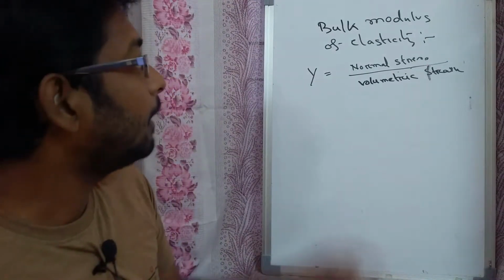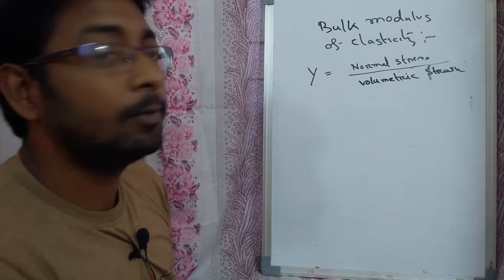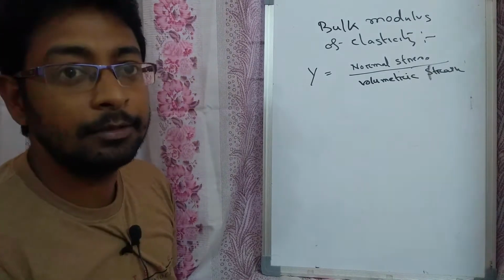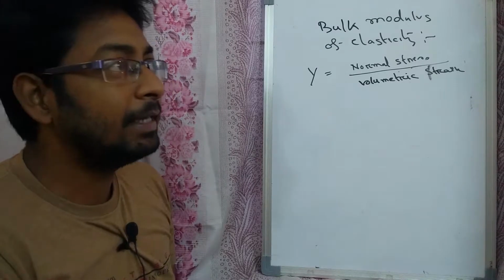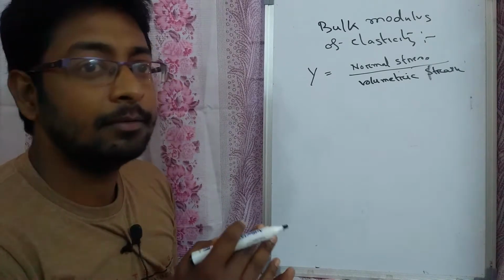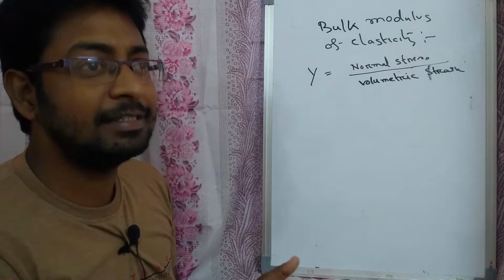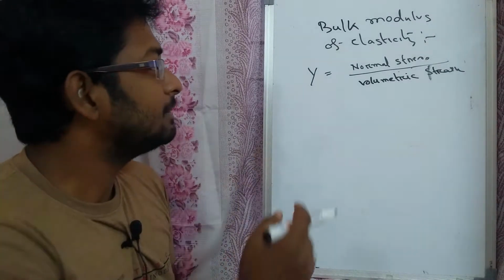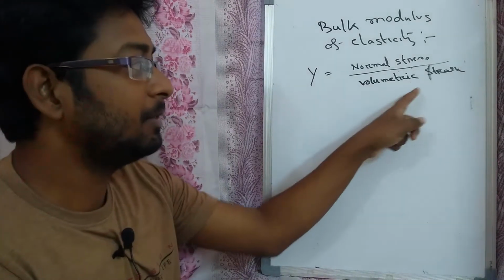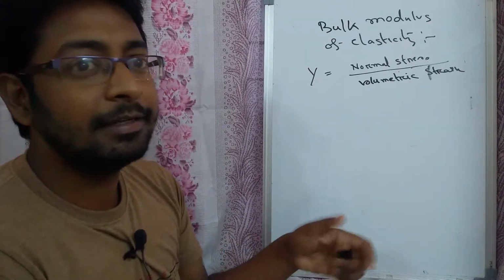In this video, I am going to discuss the bulk modulus of elasticity. In the last lecture, I discussed the Young's modulus of elasticity. Basically, the Young's modulus is the ratio between the normal stress and the longitudinal strain. It means it is a change in length. In that case, the bulk modulus is basically the normal stress by the volumetric strain. It means some change related to the volume.